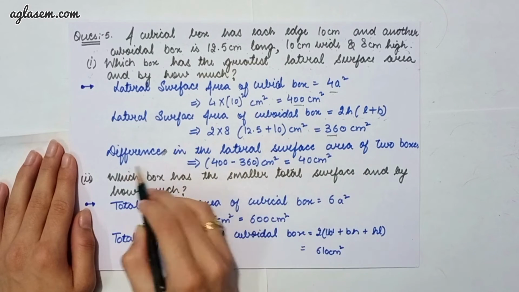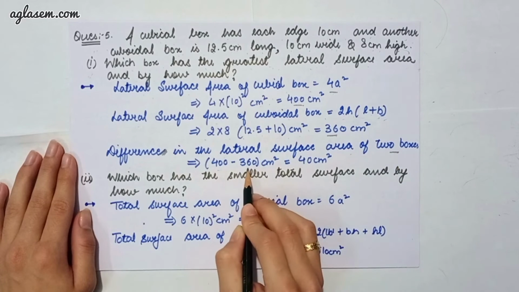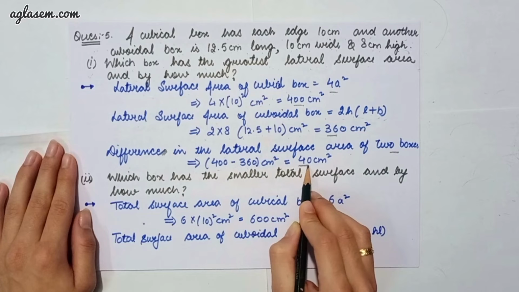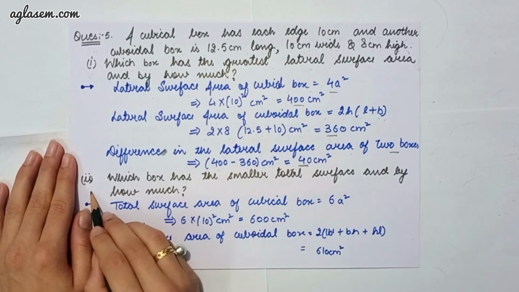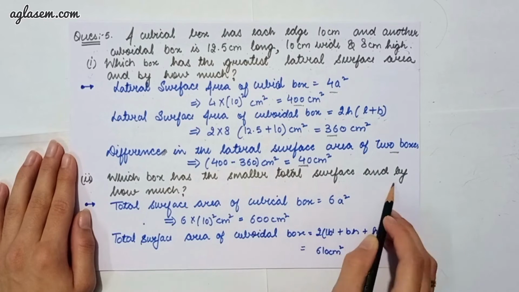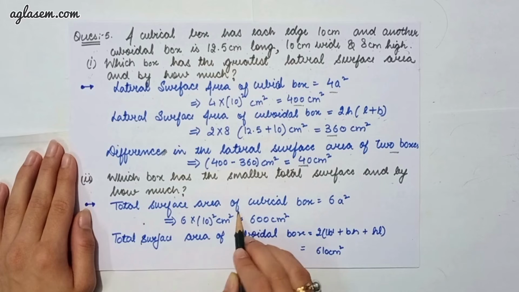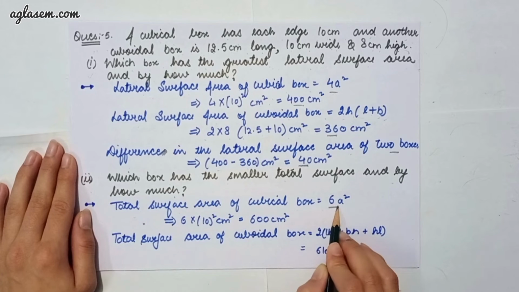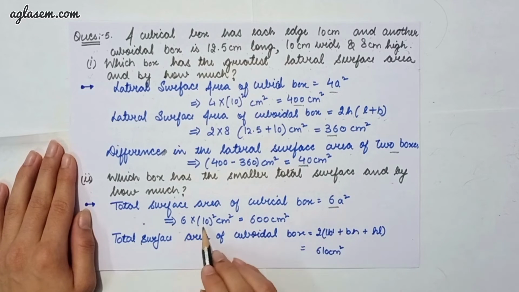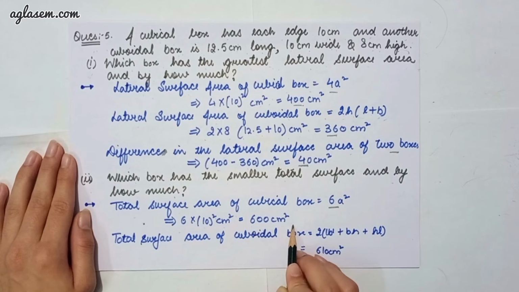Moving further, the difference in the lateral surface area of two boxes is 400 minus 360, which will give you 40 centimeter square. Moving to the second part, which says which box has the smaller total surface area and by how much. So the answer is: total surface area of cuboidal box, that is 6a square. It means 6 into 10 power 2 centimeter square. That is 600 centimeter square.